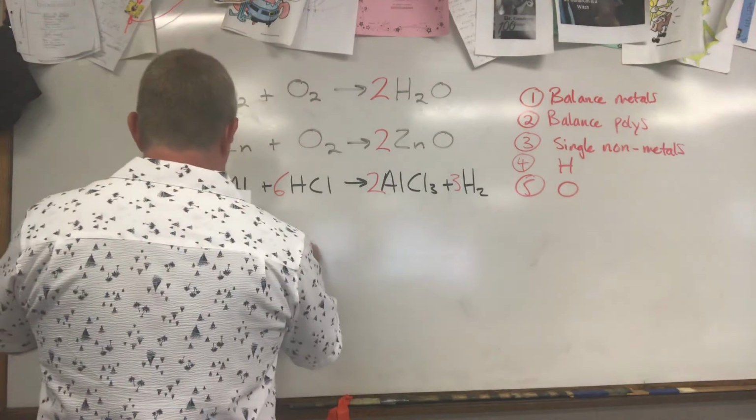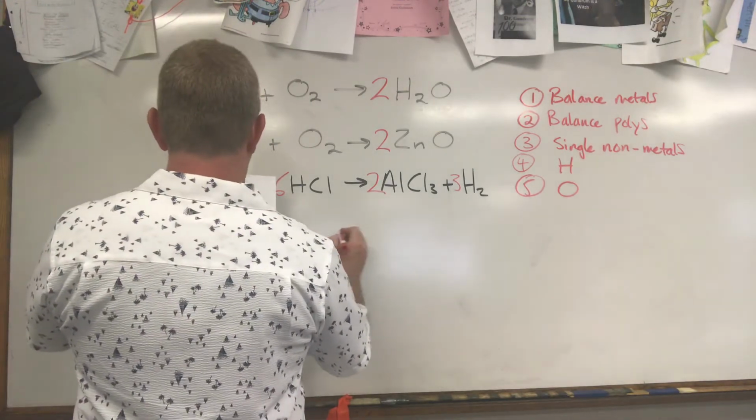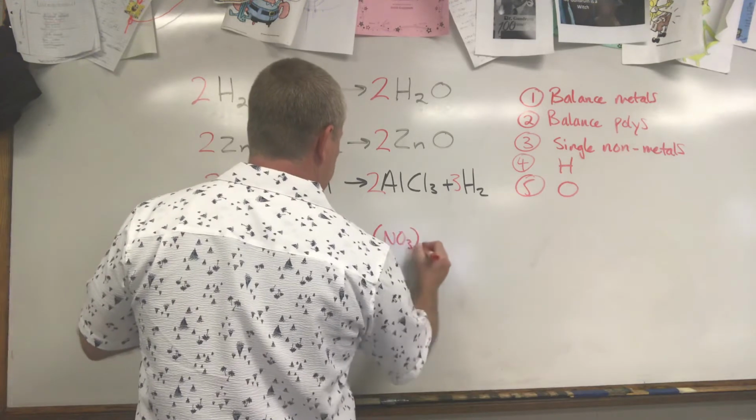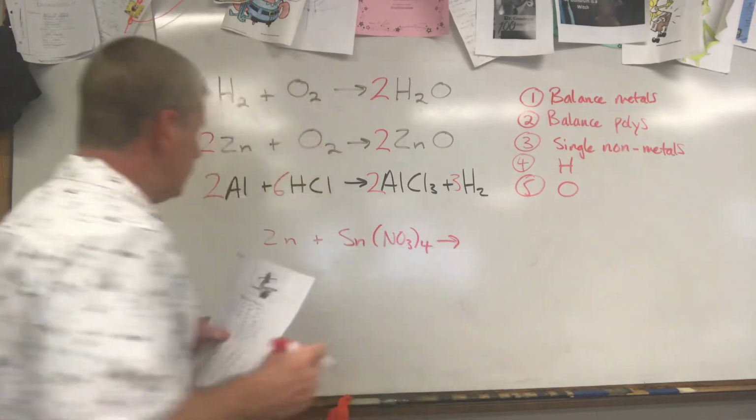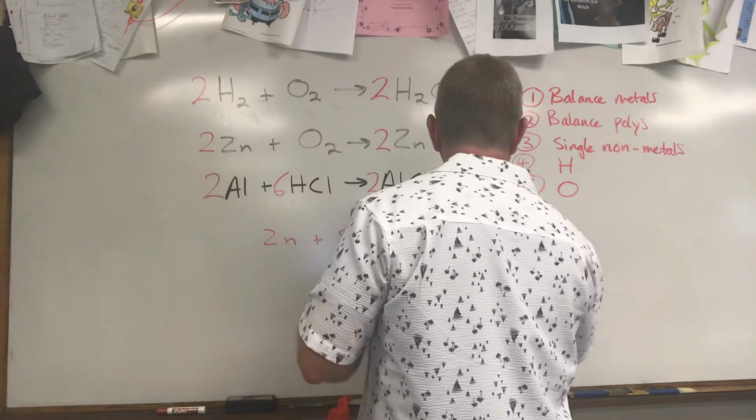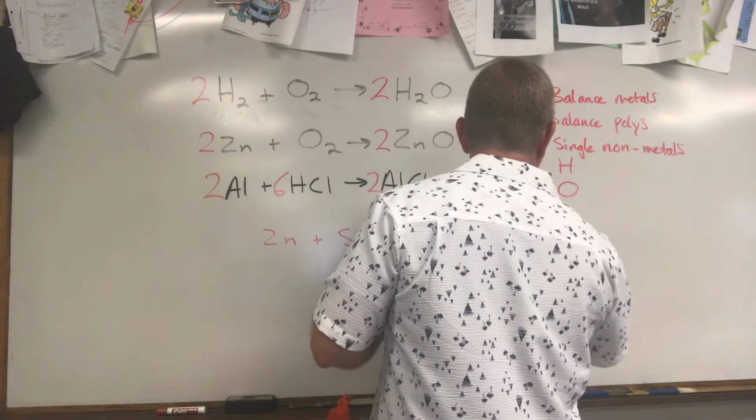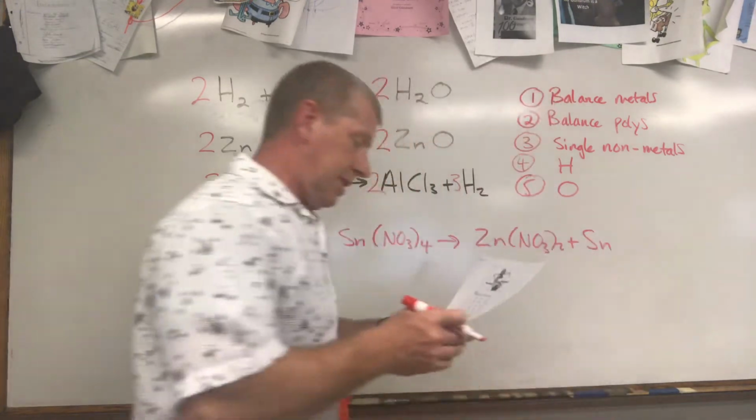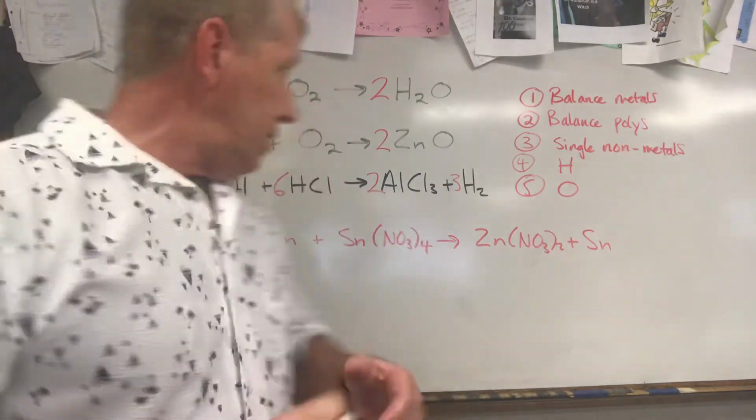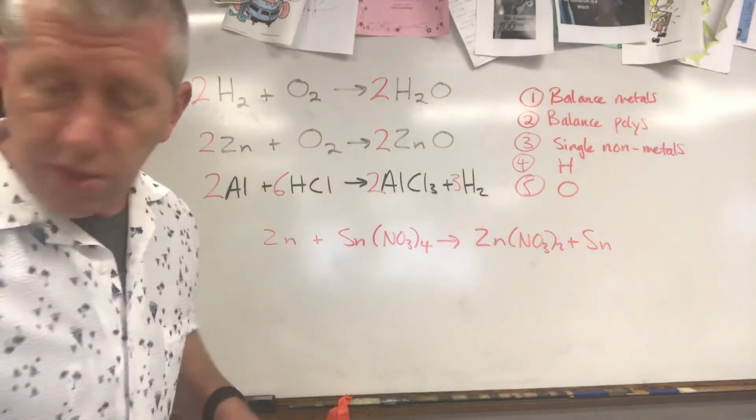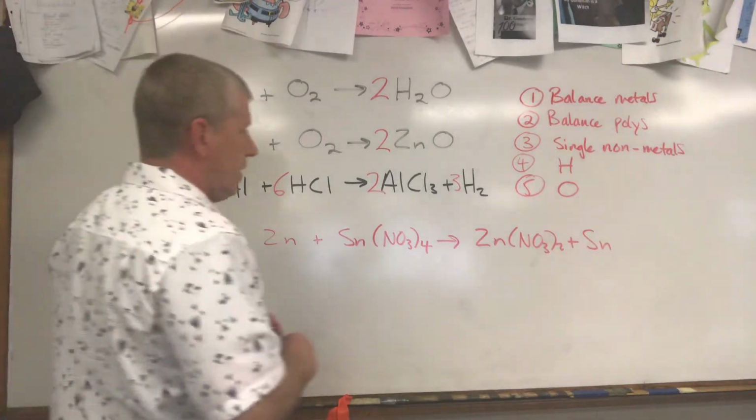So zinc plus tin nitrate. Okay, zinc plus tin nitrate. I'm going to make zinc nitrate and tin. So we get some zinc nitrate and tin. All right. And we've copied it down right. Yeah, makes sense. It's actually what's called a single displacement reaction there. And let's go ahead and balance it.